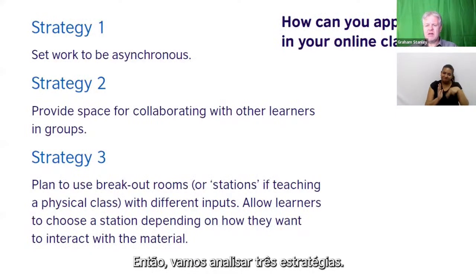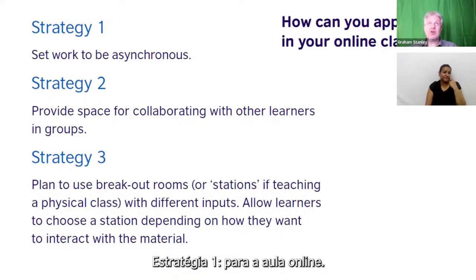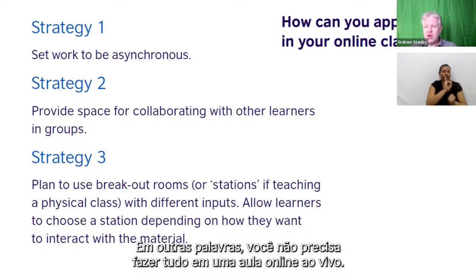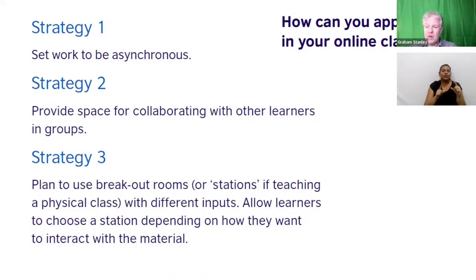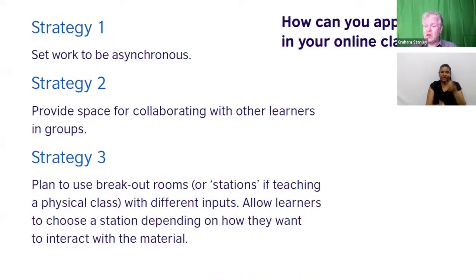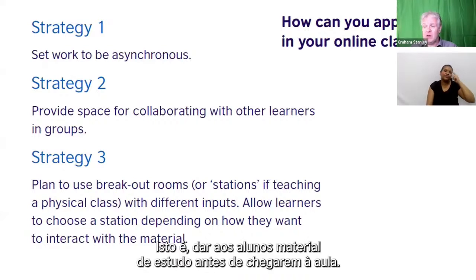So let's look at 3 strategies. Strategy 1, for the online classroom, you can set work to be asynchronous. In other words, you don't have to do it in a live online classroom. Now, in the face-to-face classroom, you could consider using the flipped classroom approach, which means you give students material to look at before they come to class.